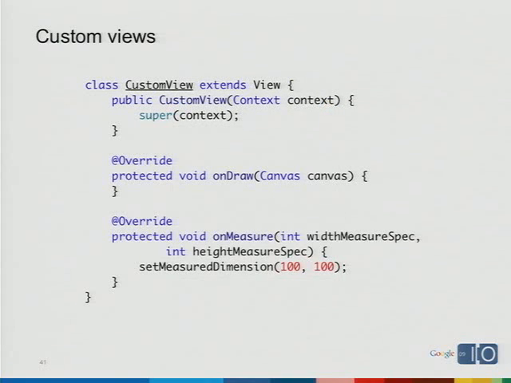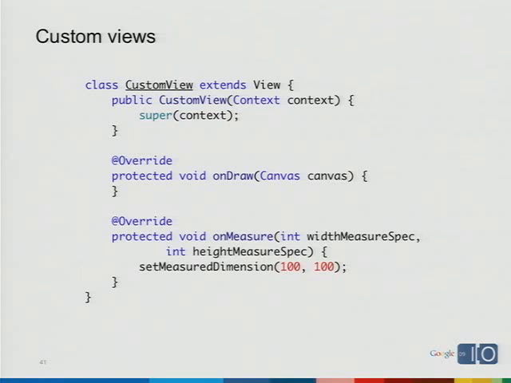So that's the skeleton of a custom view. All you have to do is extend the view class. You need to have at least one constructor that takes the context as a parameter. And the only 2 methods that you need to override are onDraw, to do your drawing, and onMeasure. OnMeasure is used to tell the framework how big your view wants to be. When you override onMeasure, you have to call, at the end of the method, setMeasuredDimension. If you don't, you will get an exception, and it will tell you that you need to do it.